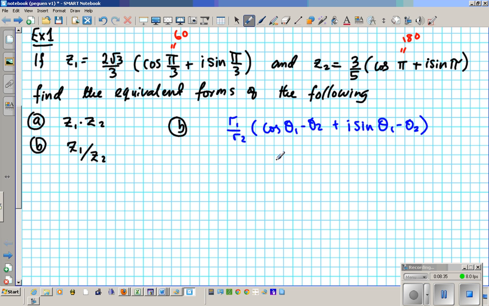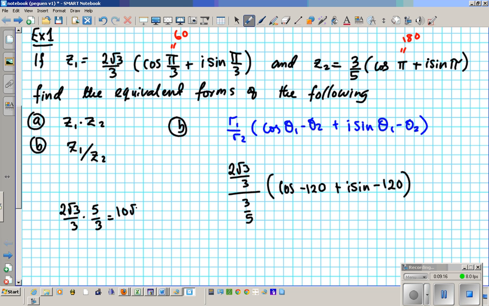So we're going to have R1 over R2, which is 2 root 3 over 3 over 3 over 5. Doesn't look too good. Times cosine 60 minus 180, which will give us negative 120, plus i sine negative 120. Okay? So let's simplify this fraction right here. If you have a fraction over a fraction, you multiply by the reciprocal of the denominator, or you DCF the problem, right? You drop the top, change the division to a times, and you flip the bottom, 5 over 3. Multiply that out to get 10 root 3 over 9.